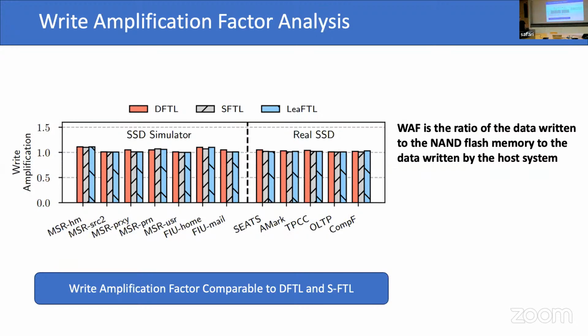Then we go over to write amplification factor. Write amplification factor is basically the ratio between the data written to the flash memory and the data written by the host system. It means basically how much our system amplified the writes, and this is a great indicator to deduce SSD lifespan. So by looking at this graph, we can see that our new optimization is comparable to DFTL and SFTL for SSD lifespan.